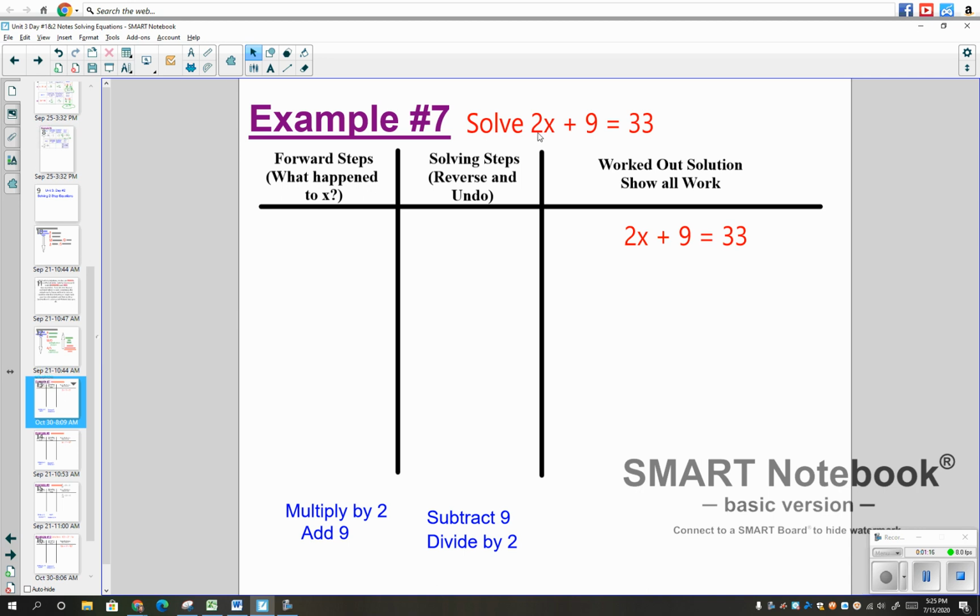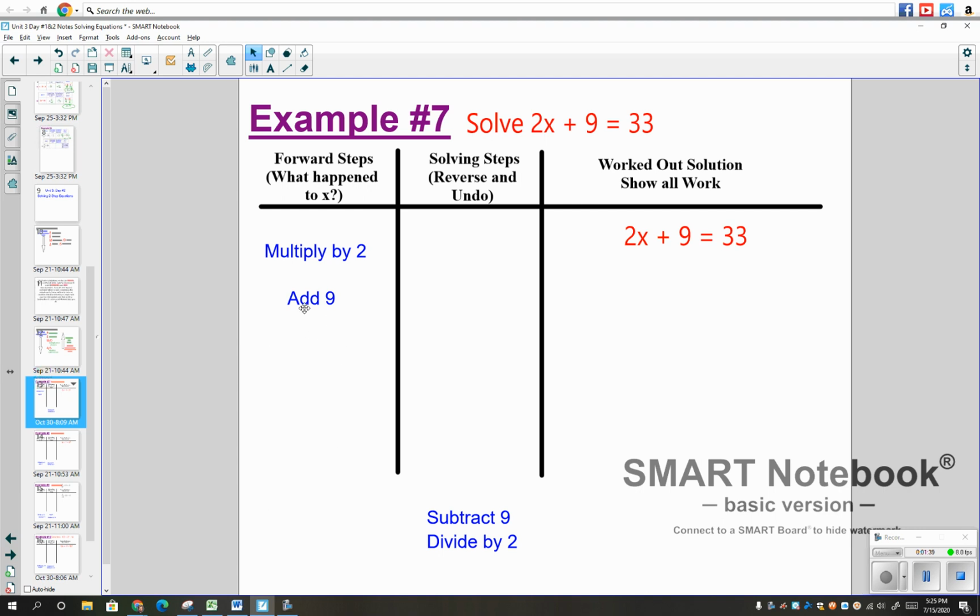I want to solve the equation 2x plus 9 equals 33 for x. Well, what's happening to x? I am taking x and I am multiplying it by 2, and then I'm adding 9 to that. So my solving steps, I'm going to reverse that and undo it. I'm going to work backwards.